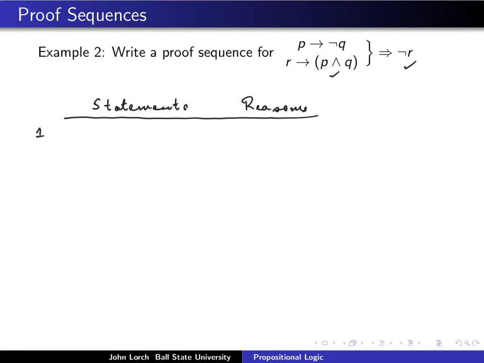So our first statements are always going to be the given statements. So it's going to be if P then not Q, and if R then P and Q. All right, so those are given.